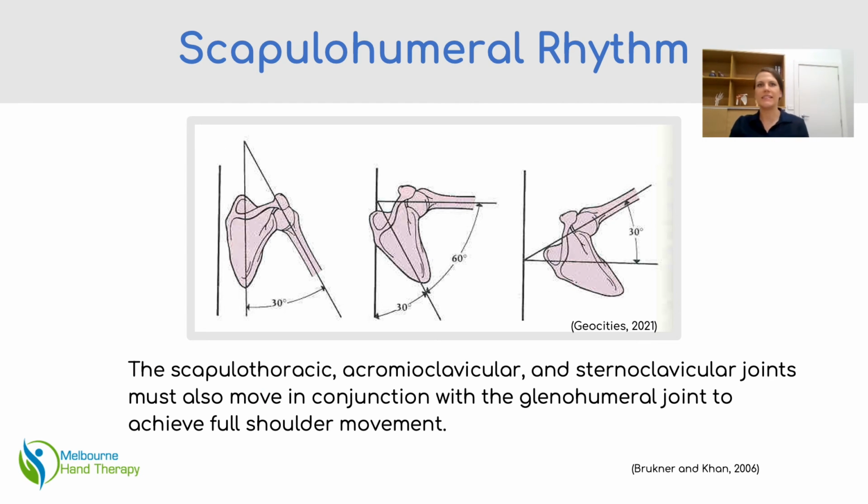Another important factor in allowing for full shoulder movement is what we refer to as scapulohumeral rhythm. So the scapulothoracic, AC, SC, and glenohumeral joints must all move together to allow for full range. When you raise your arm to the side, not only is your shoulder joint rotating upwards, but your scapula must start to move and rotate to allow for full movement. As the rotator cuff muscles arise from the scapula, a stable, well-positioned scapula is also important to provide an adequate base for these muscles to function effectively from.